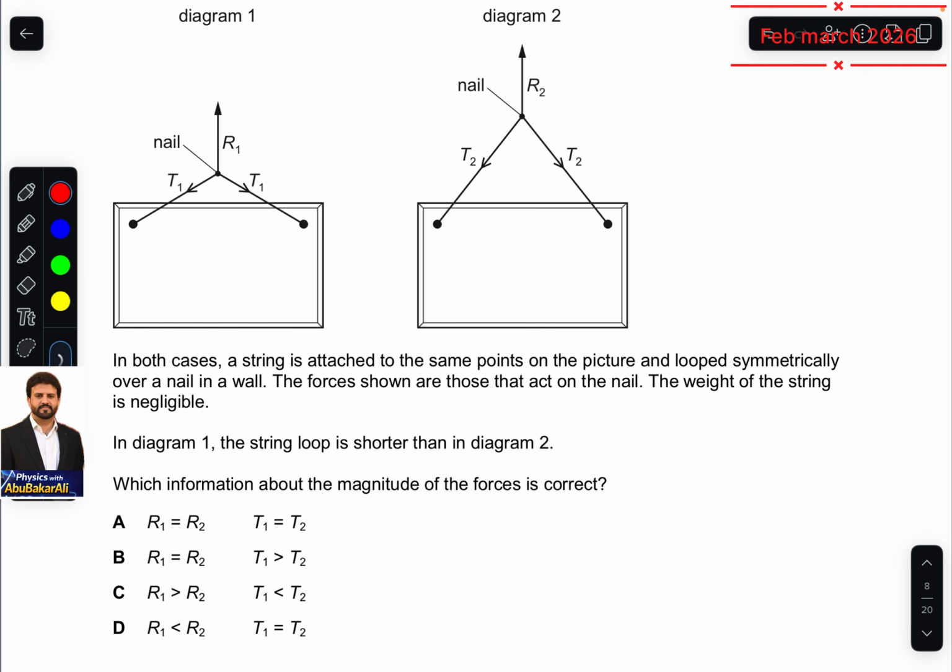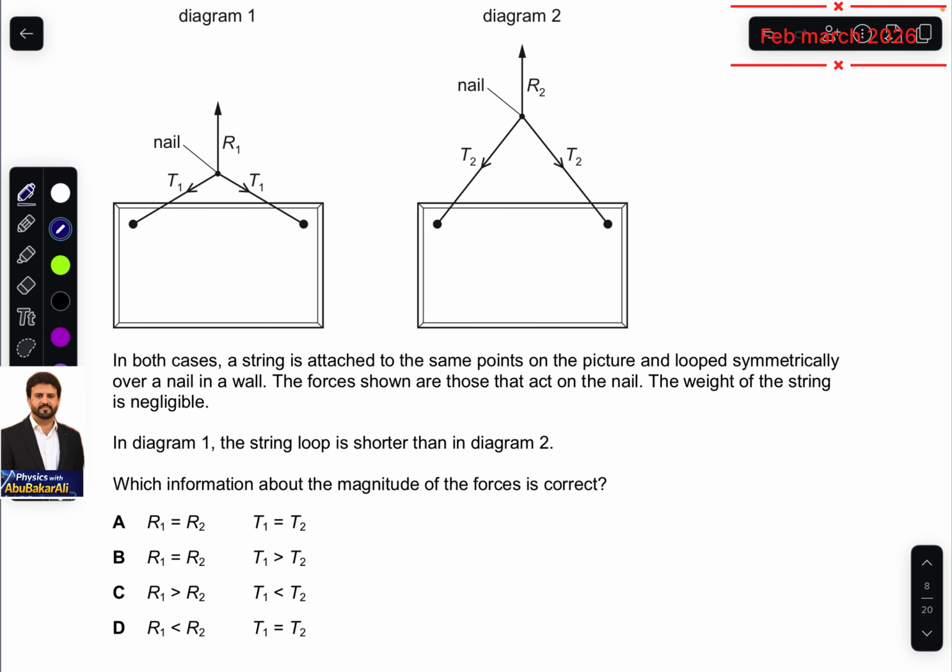Okay. So this can also be discussed with the help of a two-dimensional forces problem. There are two tension forces acting on it that we have to relate. Which tension is greater or equal, we have to tell. And we have to discuss R as well.